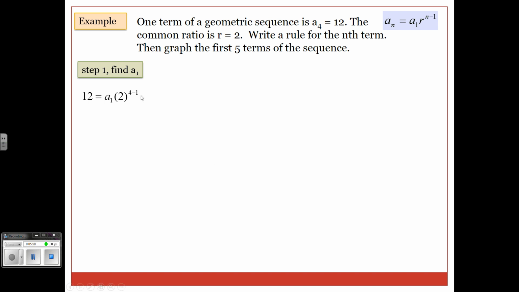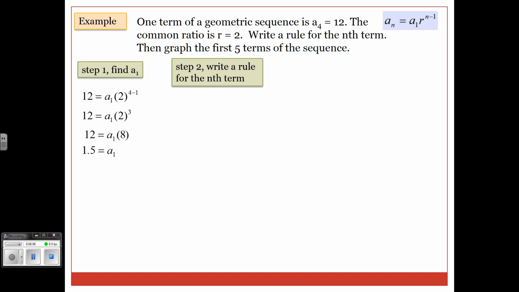Okay, so let's clean this up a bit. That's going to be 2 cubed, and I can figure out that that's 8, and then I can divide both sides by 8, and I get the first term is 1.5. All right, step 2 is to write the rule for the nth term. So now that I know the first term, and I know the common ratio is 2, writing the rule is super easy. So there you go.